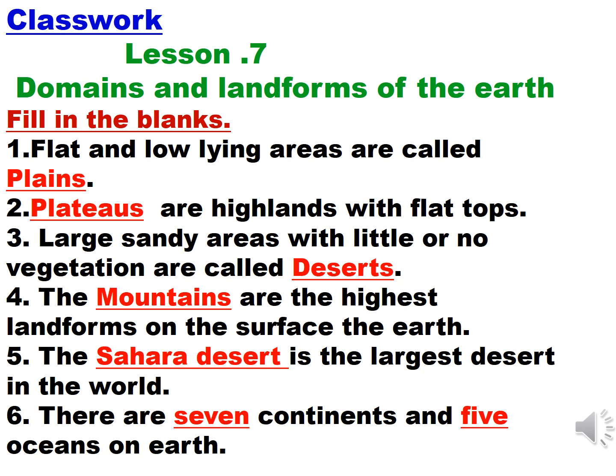Then third one, large sandy areas with little or no vegetation are called deserts. Then fourth one, the mountains are the highest landforms on the surface of the earth. Fifth one, the Sahara Desert is the largest desert in the world. There are 7 continents and 5 oceans on the earth. Have you finished, children? Can you read now?